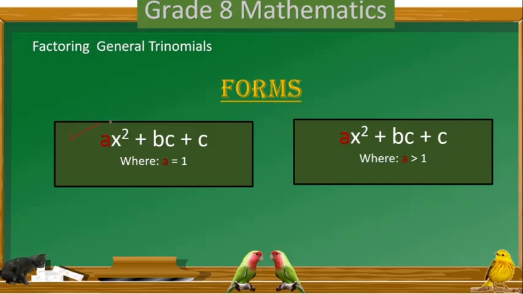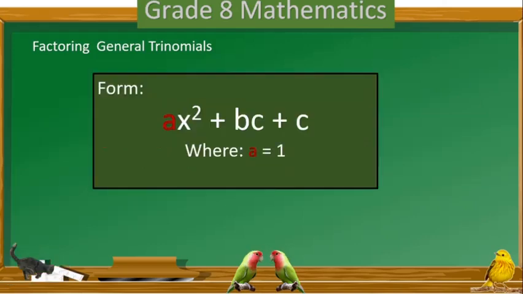Ax squared plus bx plus c, where a is equal to 1. Take note of the a value. The a value should be equal to 1. So there is a technique that we are going to use when the numerical coefficient of a given trinomial is equal to 1. We have a certain technique for that, and also for this one, when the value of a is greater than 1.